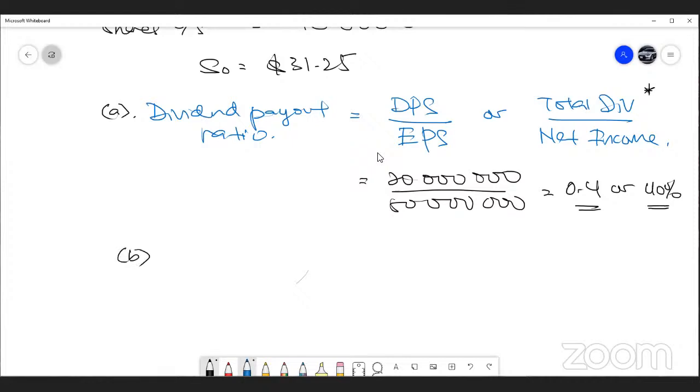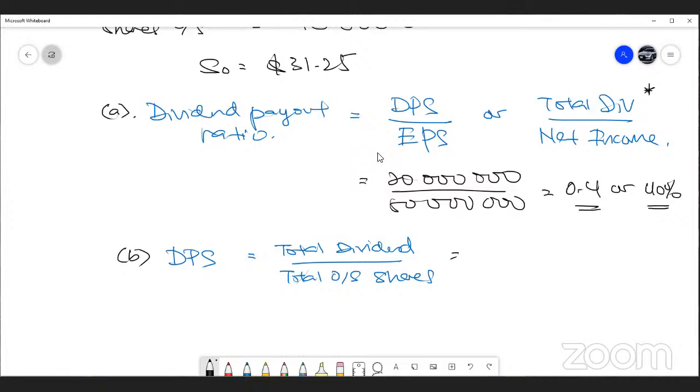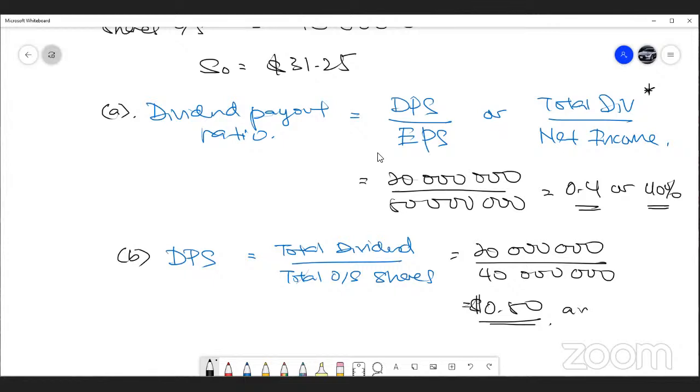So B, nominal dividend per share. Listen. The next one, they want you to find the DPS, dividend per share, assuming well-bred pays dividends annually. So you want to find the annual dividend per share. This formula is total dividend divided by total outstanding shares. So the total dividend value is 20 million, right? Outstanding shares is 40 million. So the dividend per share annually, one year getting a dividend of 50 cents. 50 cents annually.